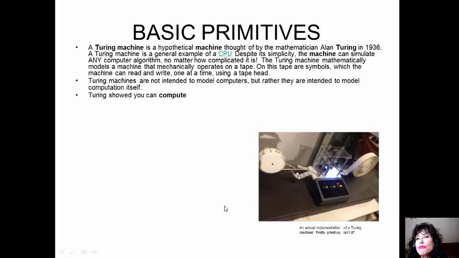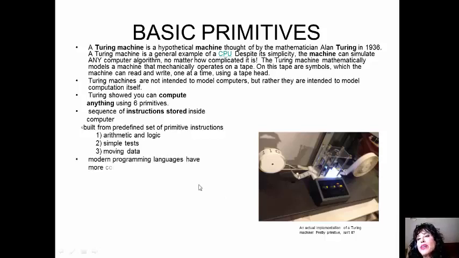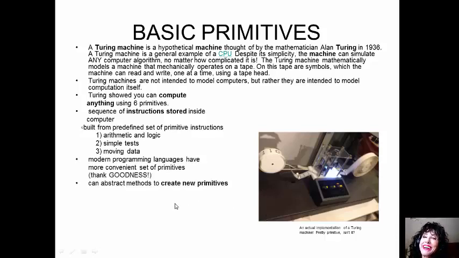Turing showed you can compute anything using 6 basic primitives, and a sequence of instructions is stored inside your computer, built from some predefined set of primitive instructions depending on your microprocessor. They may include arithmetic and logic, simple tests, and moving data. But thankfully, modern programming languages have a more convenient set of primitives. This allows us to abstract methods to create our own new primitives, which are going to be the computer programs you're going to write this semester.